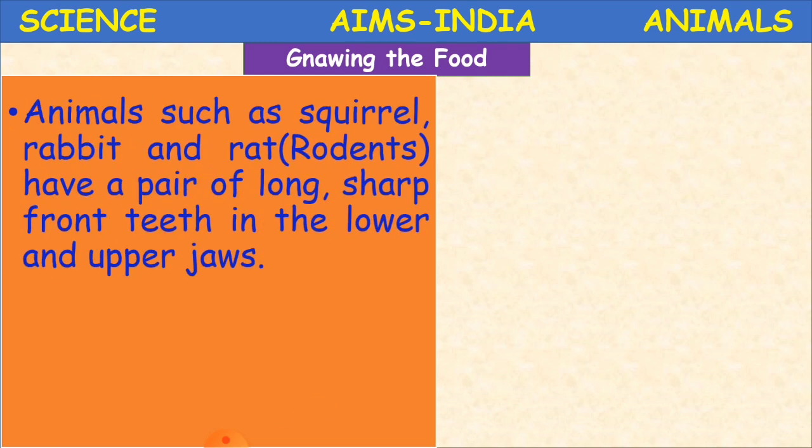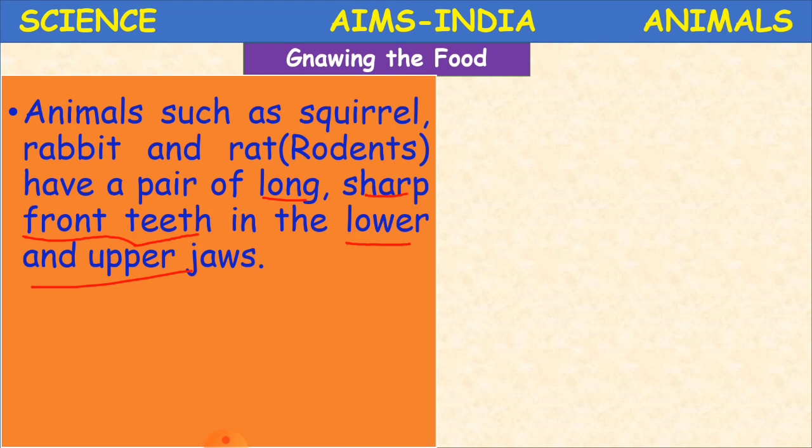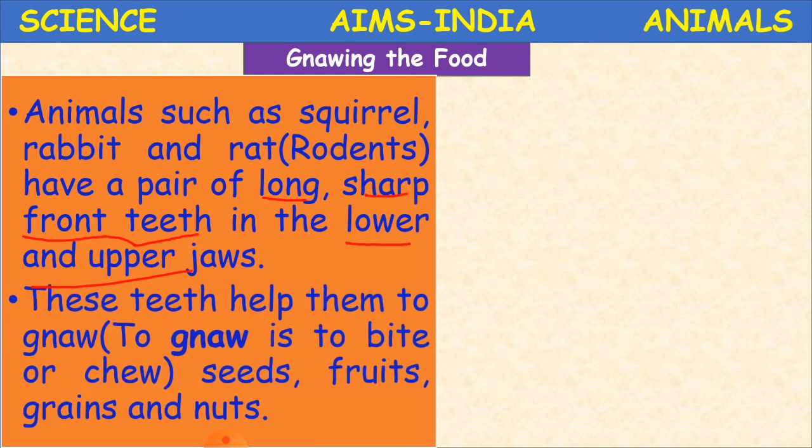Animals such as squirrel, rabbit and rat, that is rodents, have a pair of long sharp front teeth in the lower and upper jaws. See how they are? They have long, sharp front teeth in the lower and upper jaws. We call these teeth rodents actually.